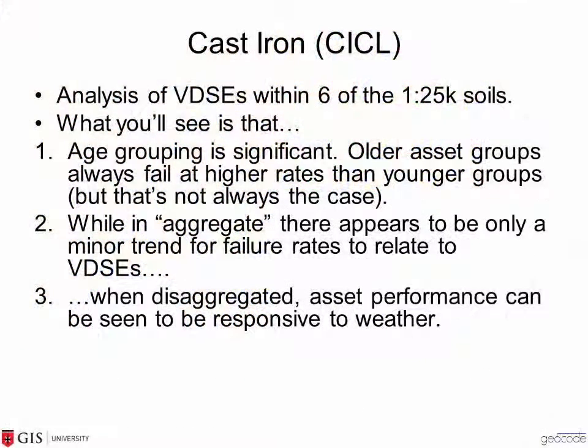So what we're about to look at is analysis of very detailed soil environments within 6 of the 1:25,000 soil types. What you will see is that age grouping is significant. In other words, older assets always fail at higher rates than younger assets. While in aggregate, there appears to be only a minor trend for failure rates to relate to the very detailed soil environments, when we disaggregate this data, asset performance can be seen to be responsive to weather.